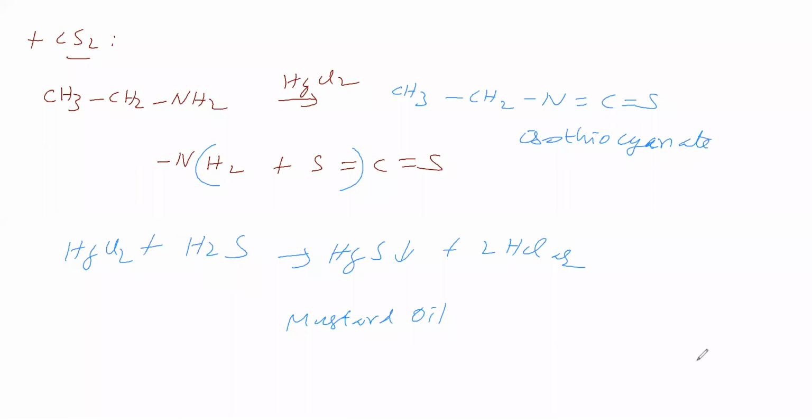Next reaction with COCl2. COCl2 is called phosgene. We will take a primary amine, aliphatic, with COCl2. What is the product? NHCONHR. It is the product.